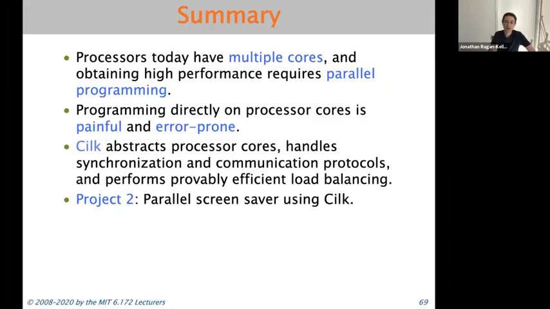Using that, in the next couple lectures, we'll learn about determinacy races, parallel algorithm design, and other things, and how the Silk runtime system is built. In the next project, which comes out, I think, on Thursday, we'll be using this to build Screensaver and accelerating that as a parallel algorithm using these Silk tools.